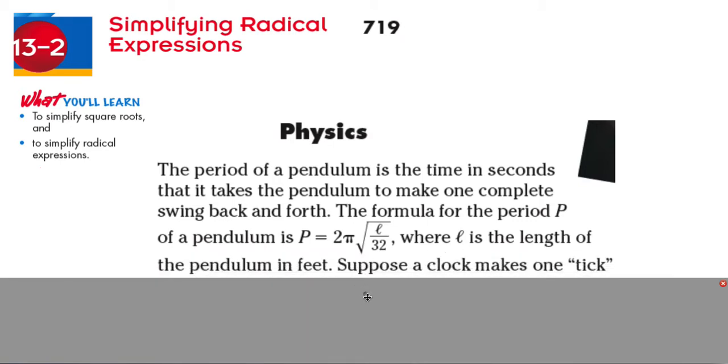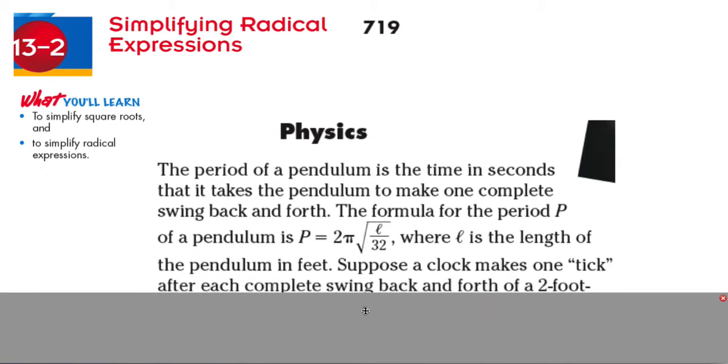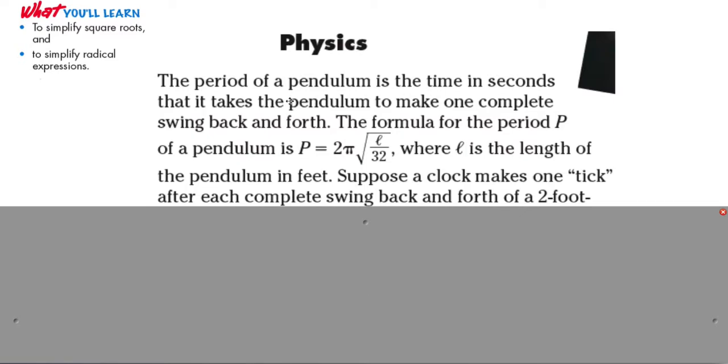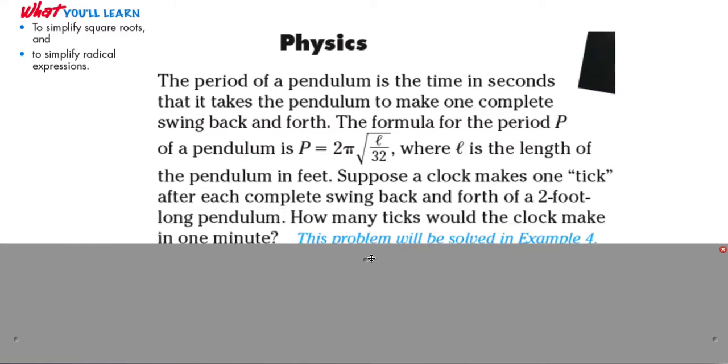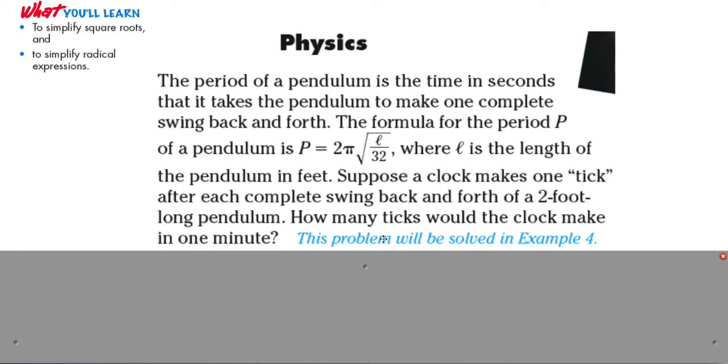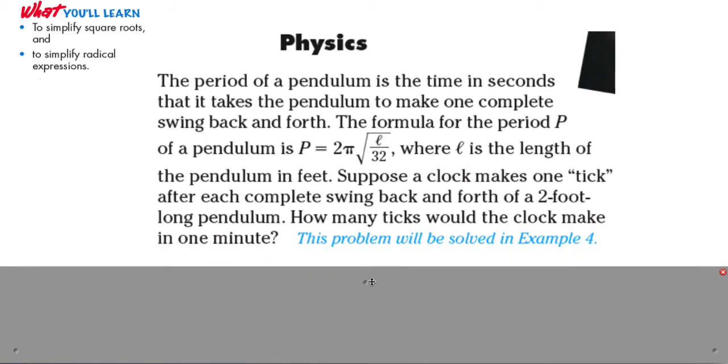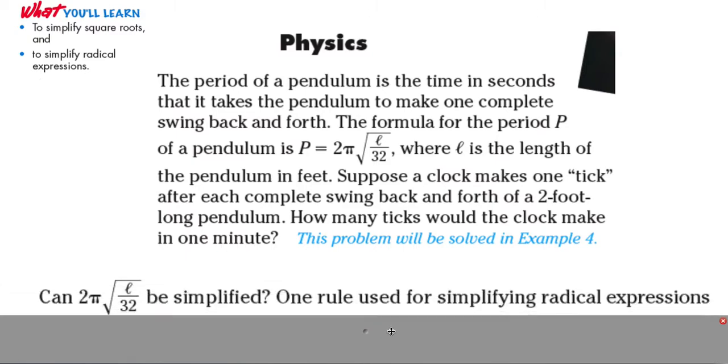And suppose a clock makes one tick after each complete swing back and forth on a 2-foot pendulum. How many ticks would a clock make in 1 minute? So we're trying to find the period of a pendulum in 1 minute. We'll solve this in example 4. And before we do that, can 2 pi times radical L over 32 be simplified?